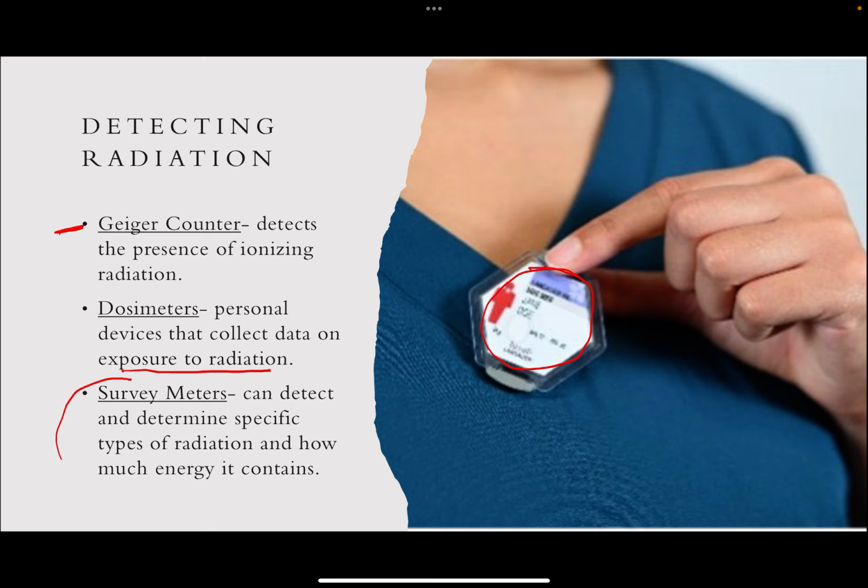And then survey meters. Survey meters are going to be more specific because they tell you not just the type, the amount of radiation, but they're specific to how much it contains. So Geiger counters are very generic. They just click when there's radiation present. You don't know how much it is. You don't know what type it is. You just know it's there. Survey meters are going to be very specific about how much is present. And so those are some tools that we have to be able to detect radiation and try to keep us safe.